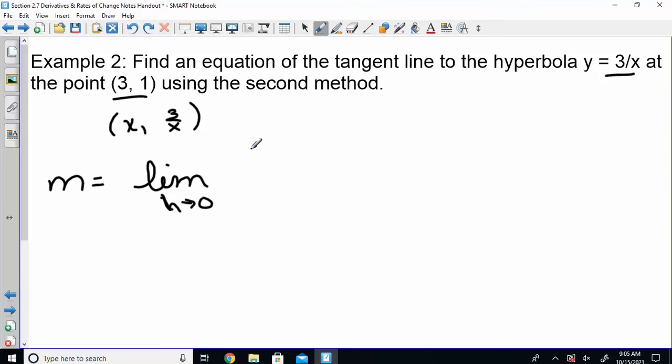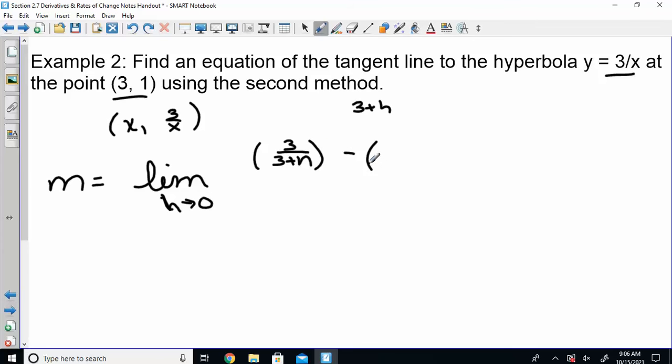f of a plus h. a is your x value. So f of a plus h is saying you plug a 3 plus h into your formula. If we'd done it the old way, we would have just done the slope between these two things. But now if I want the a plus h, my a is 3, my starting point, so we're going to plug a 3 plus h in, so that would be 3 over 3 plus h.